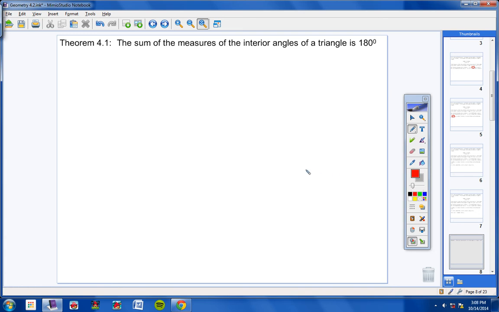Okay? So here we go. I'd like you to copy this in your notes. I'll give you a couple more seconds. The sum of the measures of the interior angles of a triangle is 180. Now, after you've copied that down, I want you to draw this triangle in your notes, please. And then put a 1, and then a 2, and then a 3. Okay, that's what I want you to put.